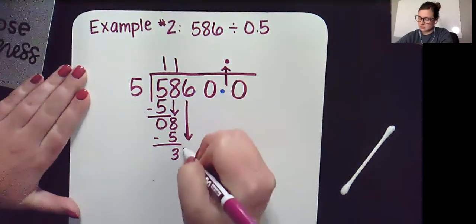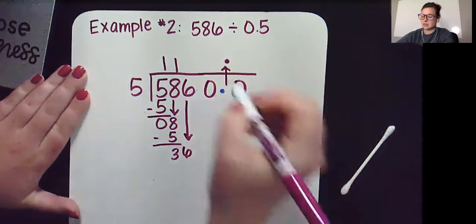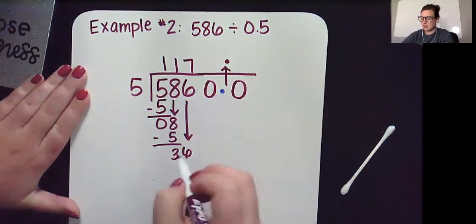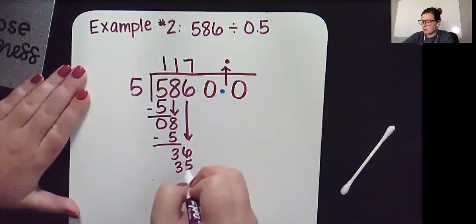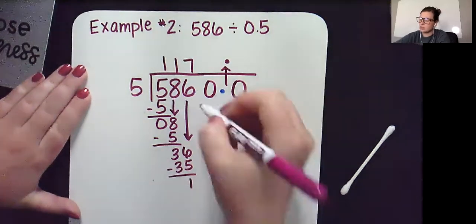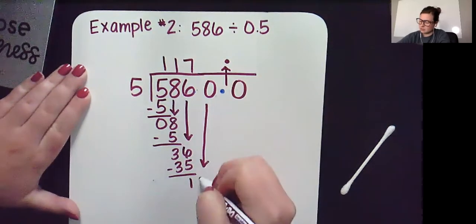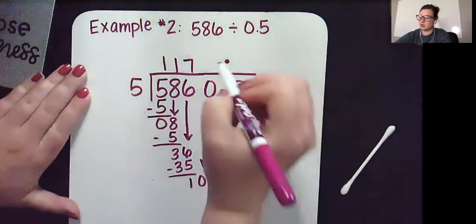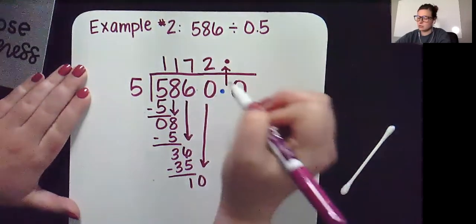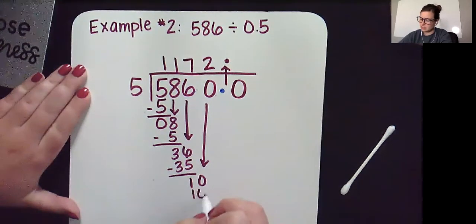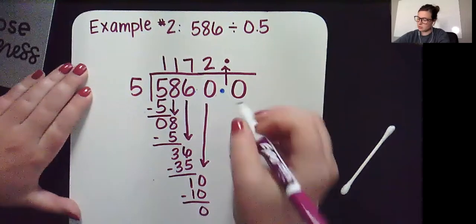Bring down the 6. If I have 36 apples, I can make 7 groups of 5. 7 times 5 is 35. Subtract and I'm left with 1. Bring down the 0. If I have 10 apples, I can make 2 groups of 5. 2 times 5 is 10. Subtract and I'm left with 0.